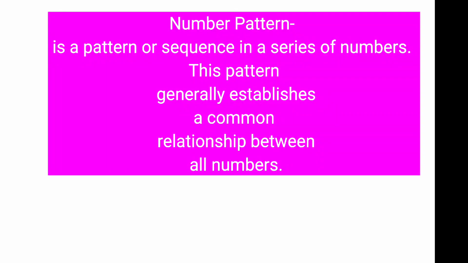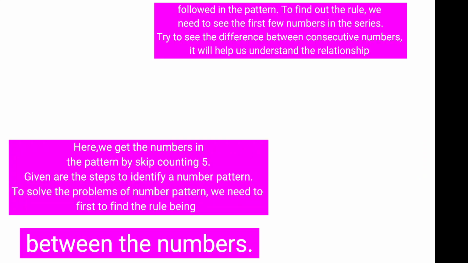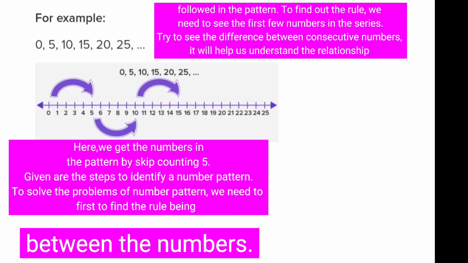So, first is the number pattern. Number pattern is a pattern or sequence in a series of numbers. Thus, pattern generally establishes a common relationship between all numbers. For example, 0, 5, 10, 15, 20, 25. Here we get the numbers in the pattern by skip counting 5.